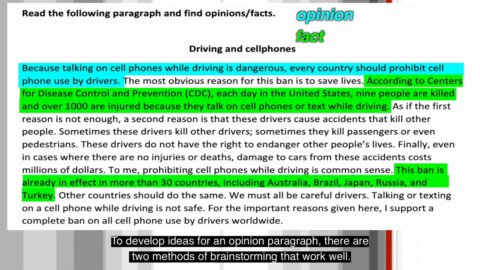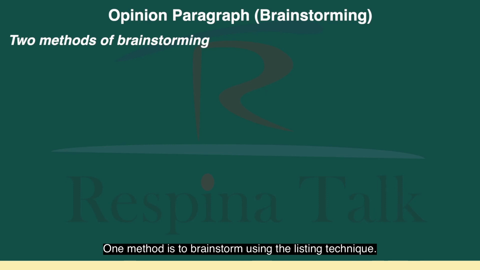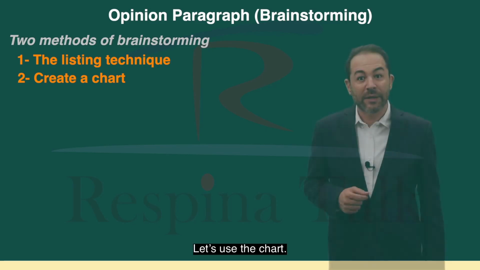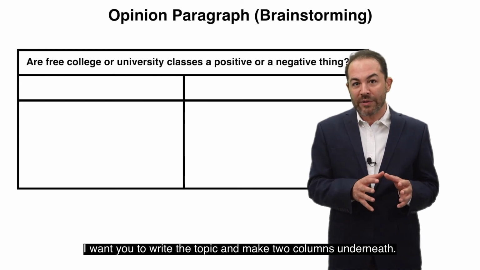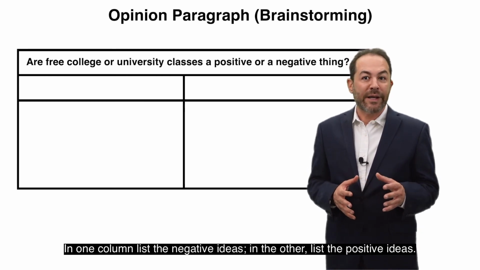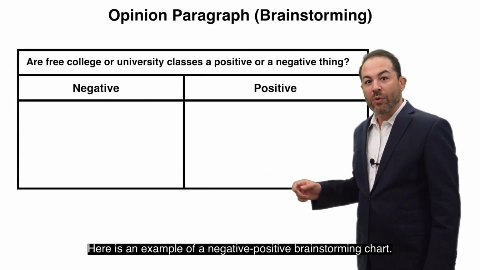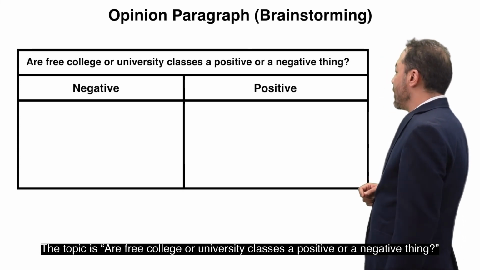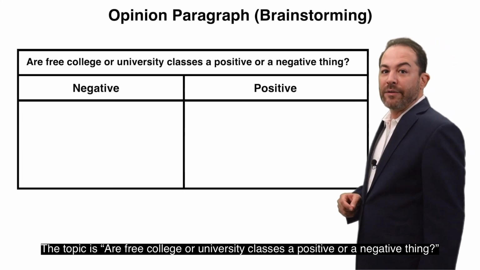Now, to develop ideas for an opinion paragraph, there are two methods of brainstorming that work well. One method is to brainstorm using the listing technique. The second method is to create a chart. Let's use the chart. I want you to write the topic and make 2 columns underneath. In one column, list the negative ideas, and in the other, list the positive ideas. Here's an example of a negative-positive brainstorming chart. The topic is, are free college or university classes a positive or a negative thing?